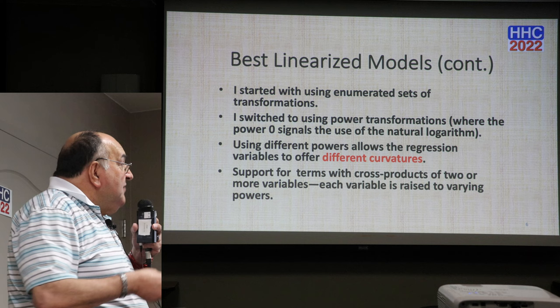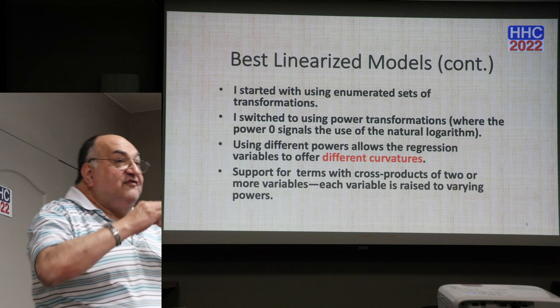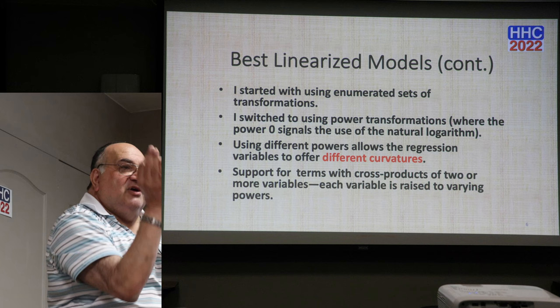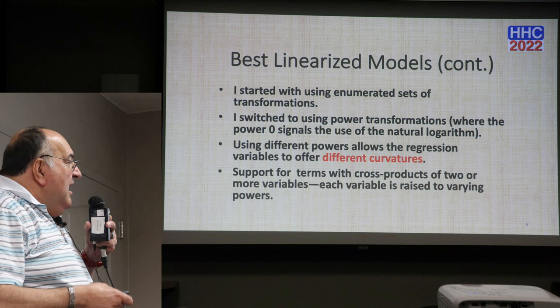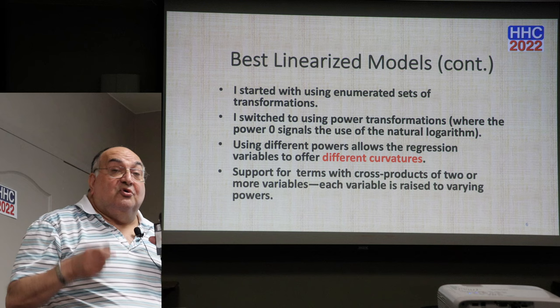Because this approach allows the regression variables to offer different curvature. You have a straight line, a square is concave upward, square root is concave downward, and so on. So as you change the powers, you're changing the curvatures of the variables. And also in this project, I support cross products of 2 or more variables, each with its own power. So that adds a lot of flexibility.